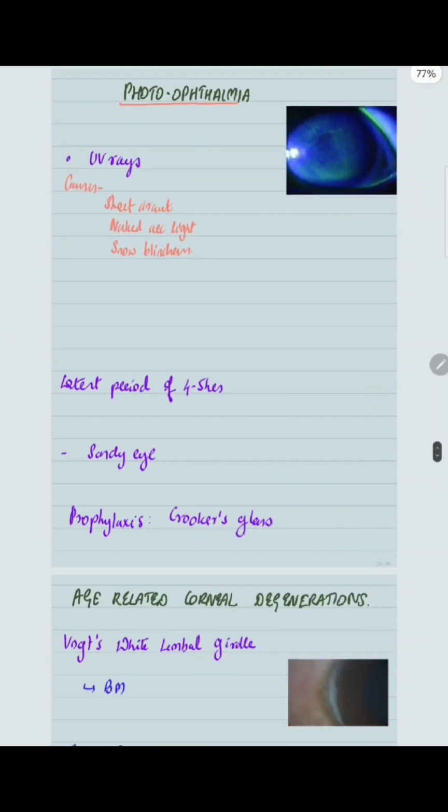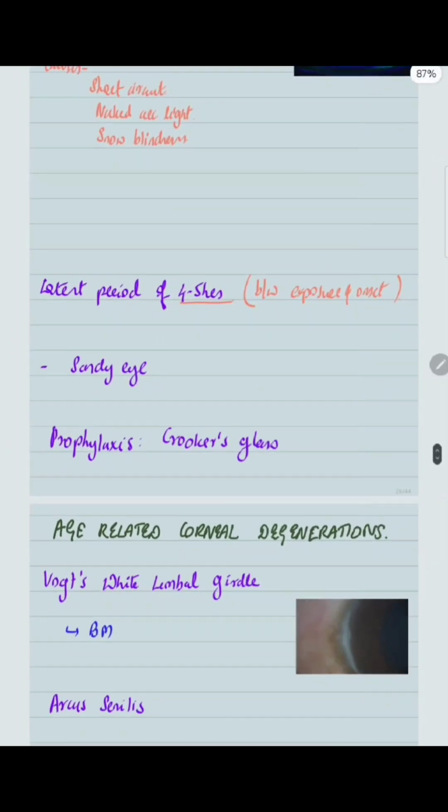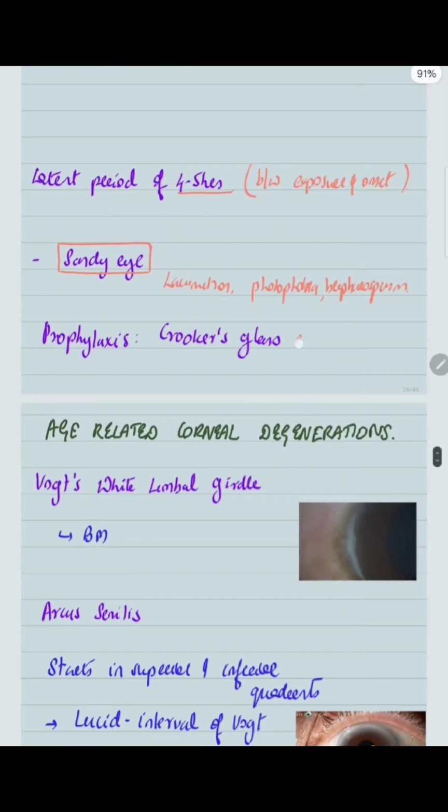There is a latent period of 4 to 5 hours between exposure and onset of symptoms. Burning pain with pricking sensation, that is sandy eye. Then other features like lacrimation, photophobia, blepharospasm can be seen. Prophylaxis is Crooke's glass which cuts off UV rays and infrared rays.